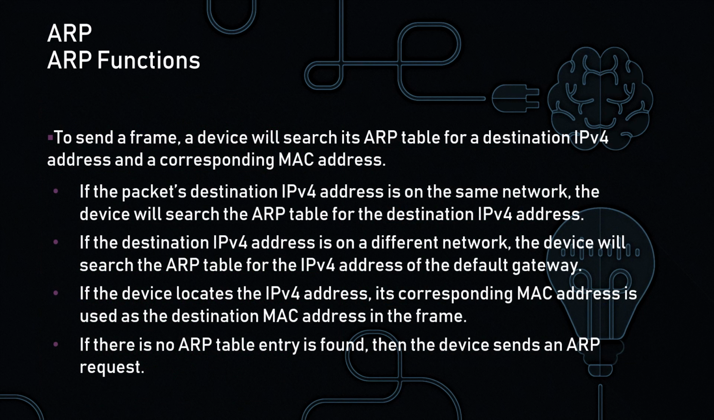We're going to send a frame by searching the ARP table for a destination IPv4 address and the MAC that corresponds. If we have the IPv4 on the same network, the device is going to search the ARP table for that destination IP. If the IP address is on a different network, then we're going to search the ARP table for the default gateway. If the device locates the IPv4 address, the MAC address is used as the destination MAC address in the frame, and it's forwarded. If no ARP table entry is found, then the device is going to send an ARP request. And this is how ARP tables populate themselves.